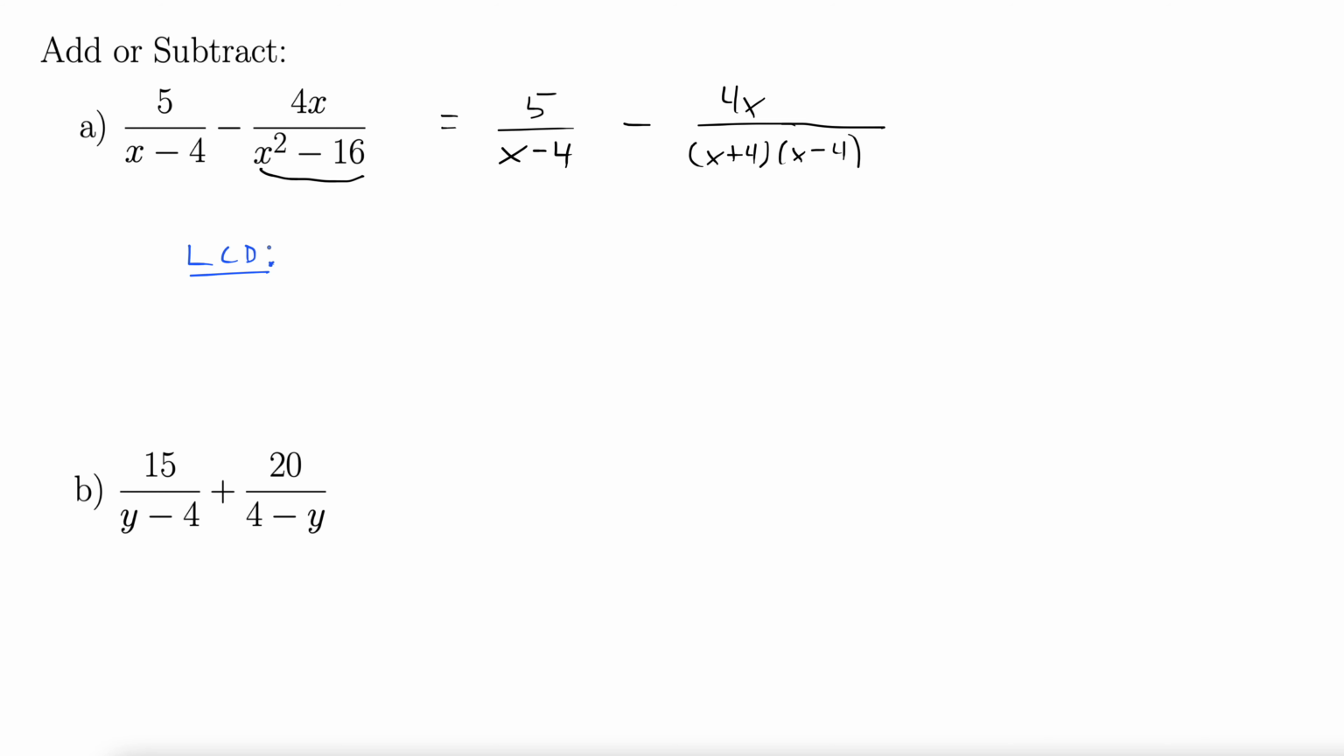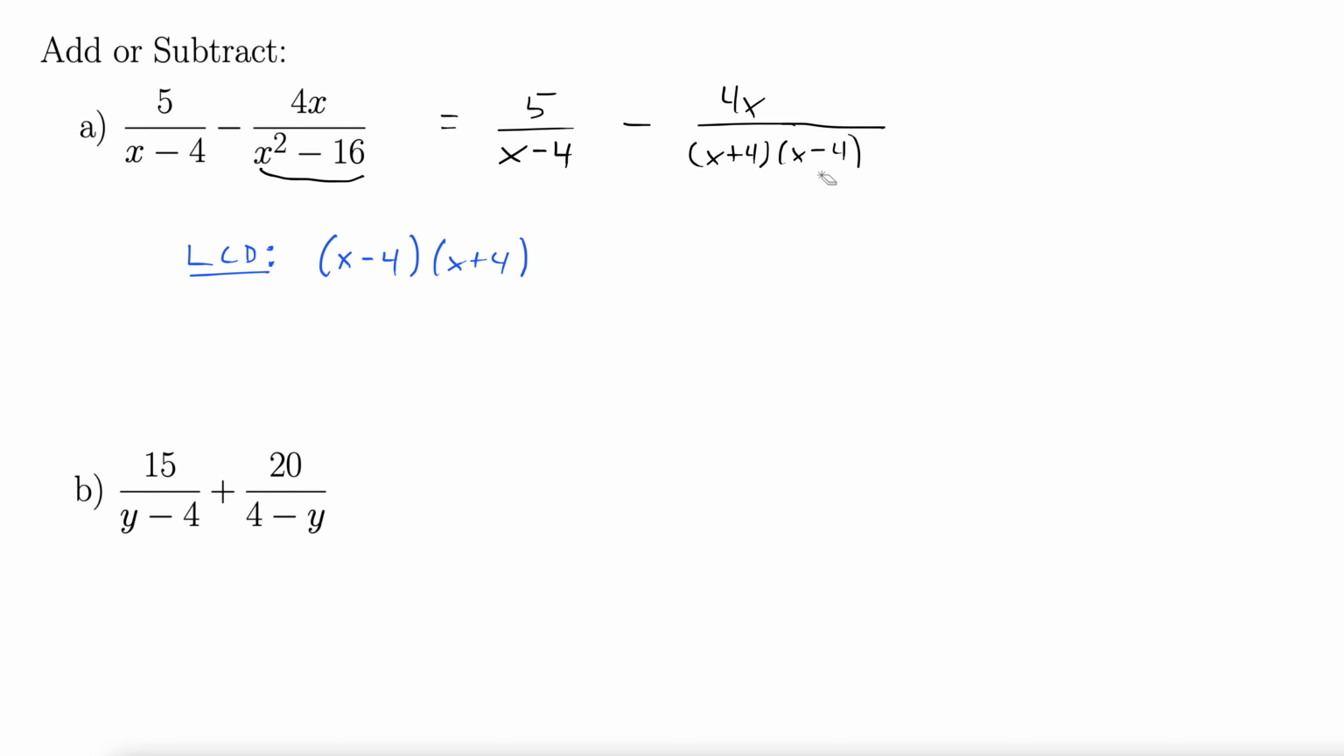LCD then, alright, we go term by term, we take the first denominator, let's add in that x minus 4, and then we go to the second denominator and we say, what do we need to add to make sure everything in the second denominator is included? Well, we already have the x minus 4, but we need an x plus 4. So let's go ahead and add in an x plus 4, and now we have everything in the second denominator as well. Thus, our LCD is x minus 4, x plus 4.